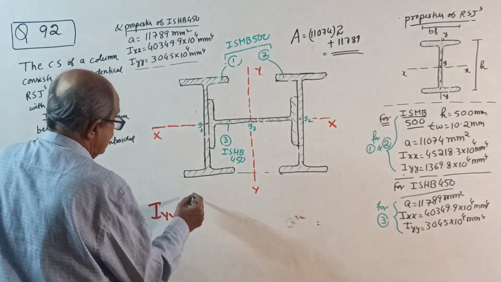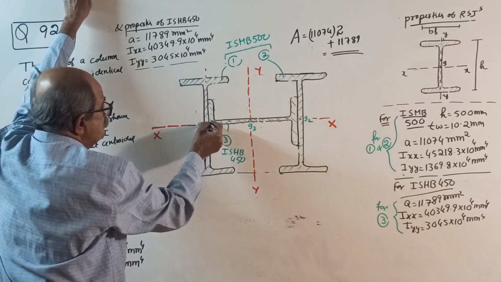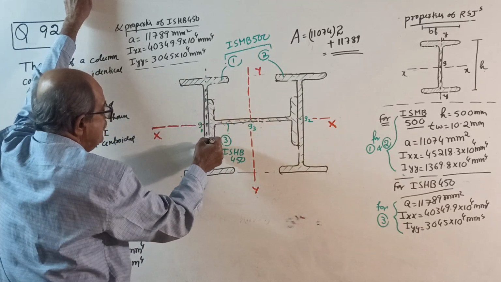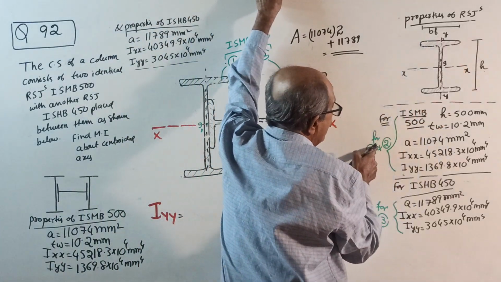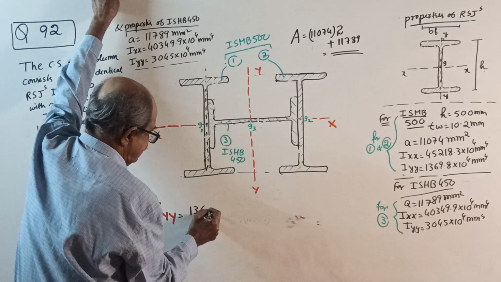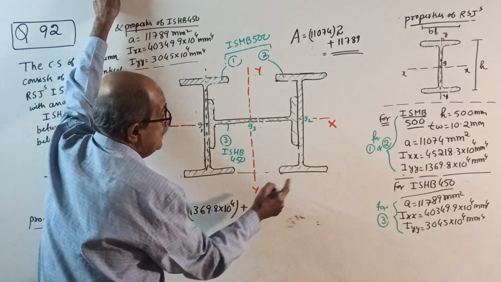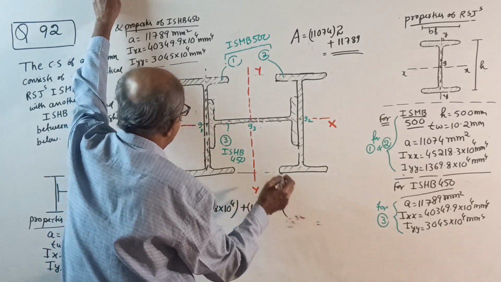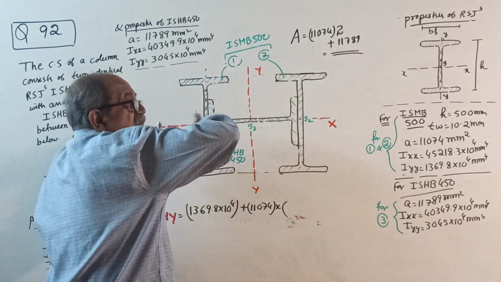First, come here, for figure number 1. I about an axis passing through the centroid, parallel to YY. This axis is the same as this axis for figure number 1. Ig is 1369.8 × 10^4, plus area, which is 11074, multiplied by the distance square from this centroid to YY.